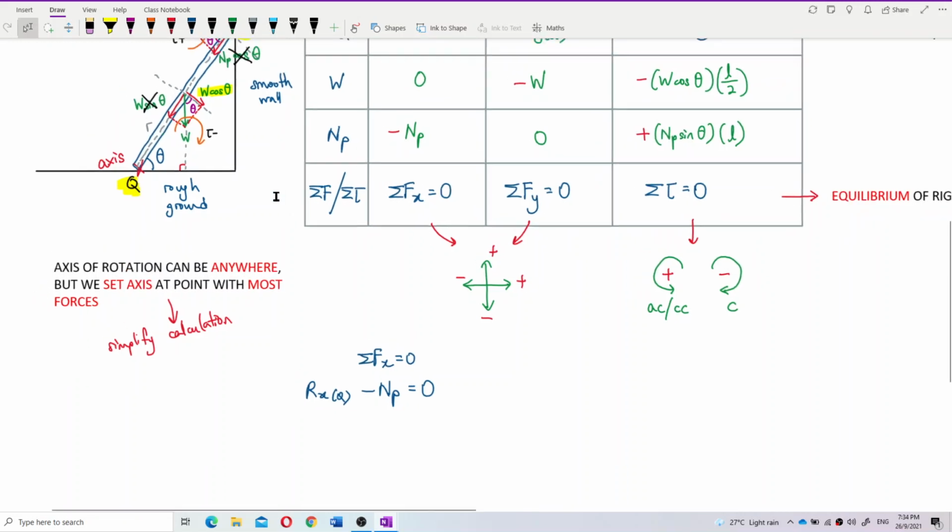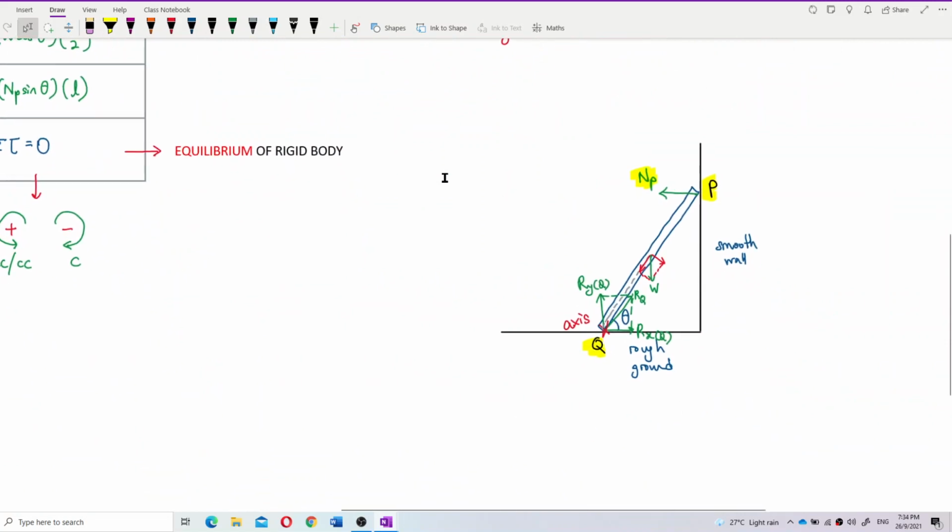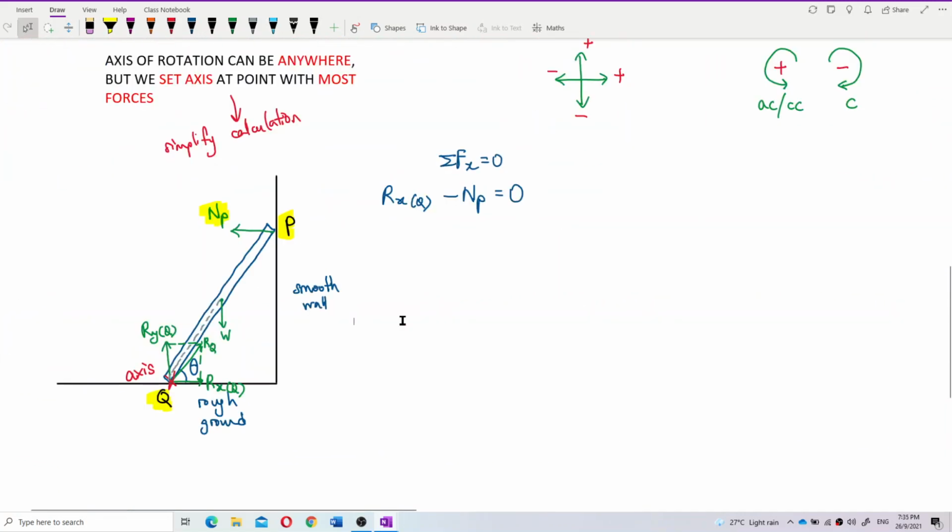Back to here, this is our free body diagram. One thing we should know about this Rxq is that it is actually the friction. So maybe we can change this back to friction. Call it the static friction. And then Ryq is the normal force, the normal force for Q.